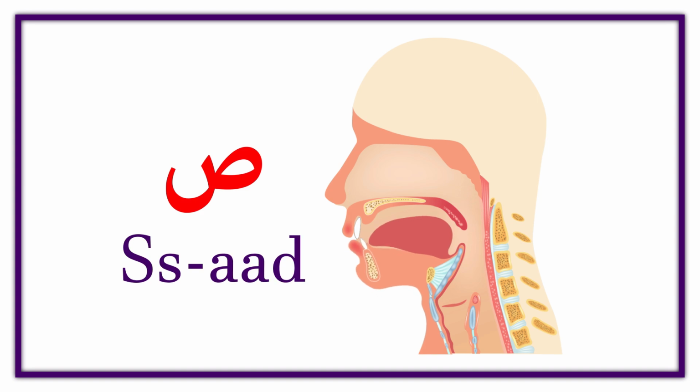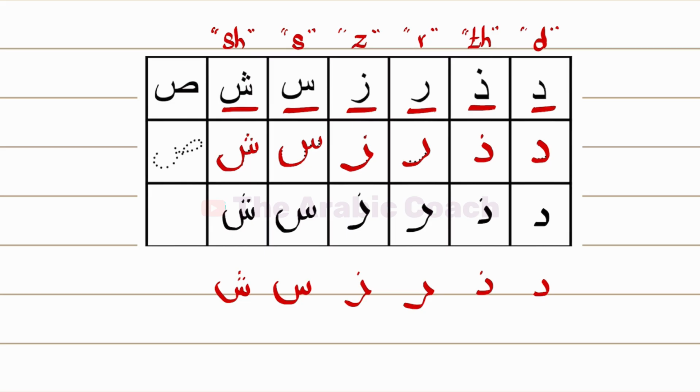Saad, sa. The sound of saad is like the sound of seen, but harder. Saad has no exact English equivalent. Saad is a heavy S sound produced with more pressure from the tongue, making it deeper than the usual S in sun.